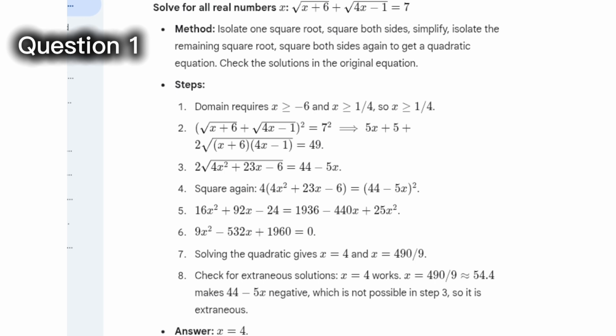Step 6. We check these answers in the original equation. We find that x equals 4 works perfectly. The other value, x equals 490 over 9, is an extraneous solution.